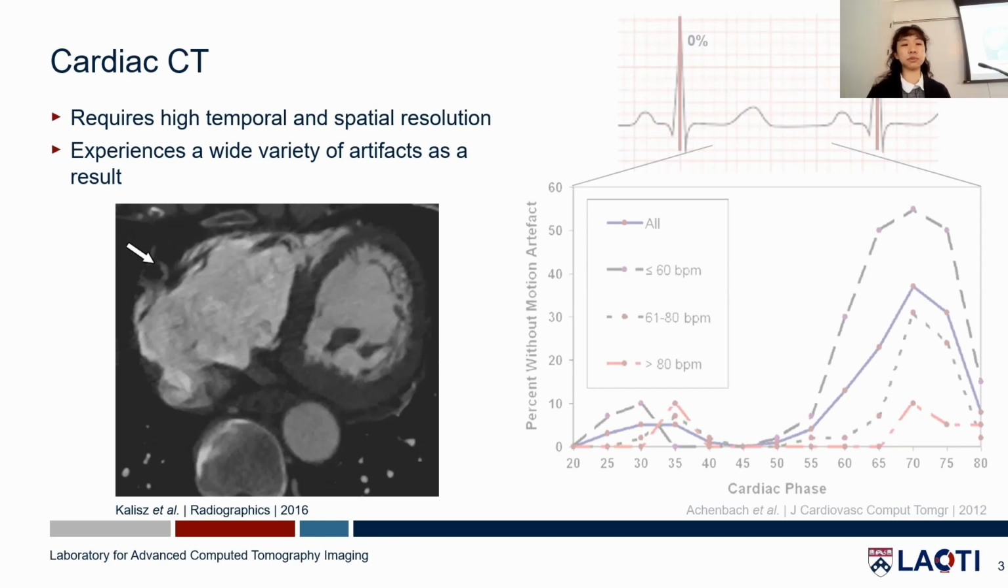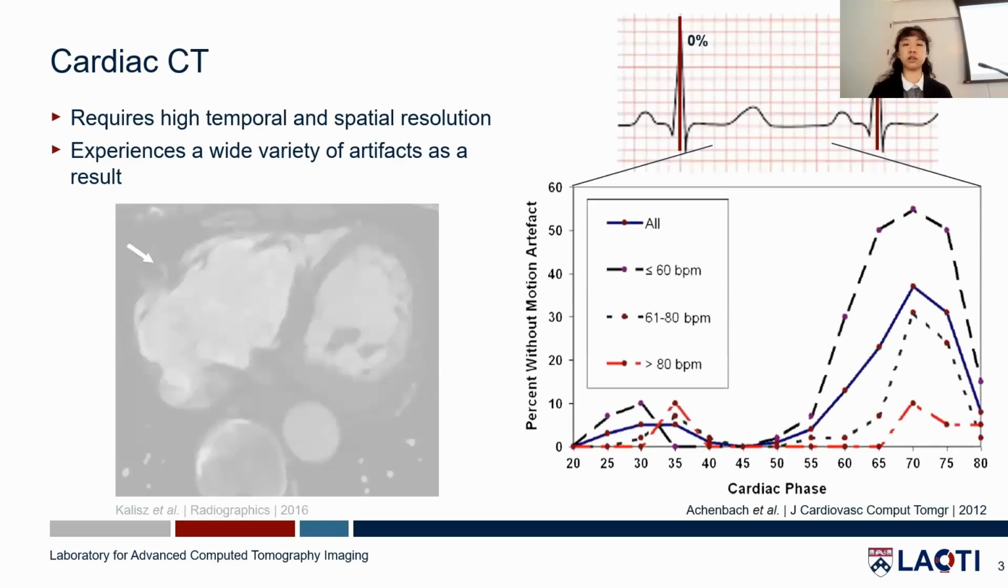Now, it's not that surprising that because the heart is constantly moving and cardiac CT can only reach a certain temporal resolution, this can result in motion artifacts. An example of that motion artifact is seen here on the left, where the white arrow points to blurring. Other artifacts include streaking and discontinuities. It's also not surprising that these motion artifacts are affected by the heart rate, as well as the portion of the cardiac cycle in which the image is acquired.